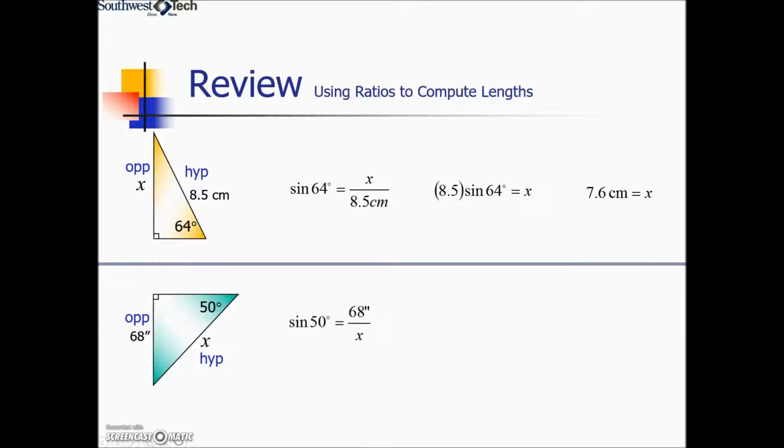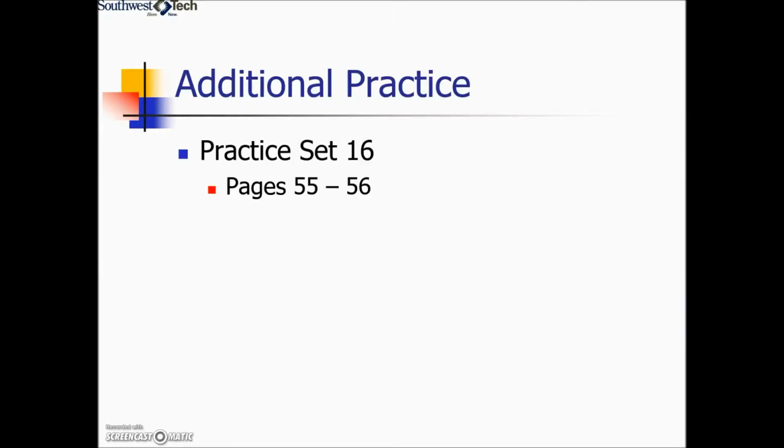So sine of the angle opposite over hypotenuse, replacing those values. And here we have the variable in the denominator. When that's the case, we will switch these two values around, leaving us with the numerator 68 divided by the sine of 50 degrees, final answer 88.8.